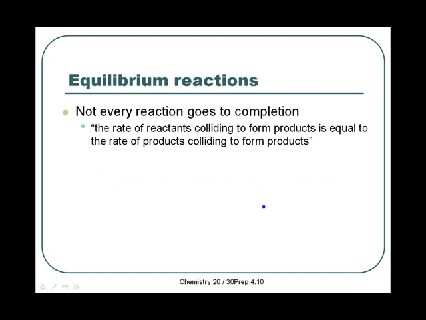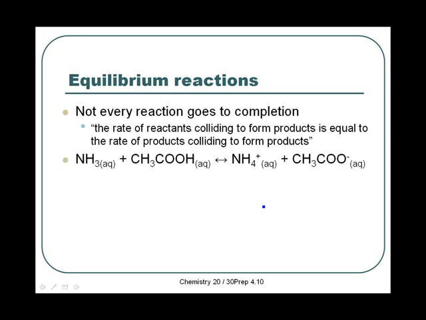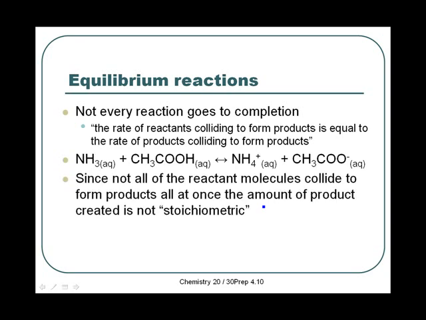Finally, not every reaction goes to completion. Sometimes reactions can go backwards, and at some point, the rate of reactants colliding to form products is going to be the same as the rate of products colliding to form reactants. And so some reactions, like the one here, you get to a point where even though you're trying to react all that ammonia with the acetic acid, it gets to a point where the reverse reaction is just as common. So not all of your reactants go to form products. So not all reactions are actually stoichiometric. And so our percent yield, or the amount of product produced, is going to be much less than what we would like, or what we would expect if it was a straight stoichiometric reaction.